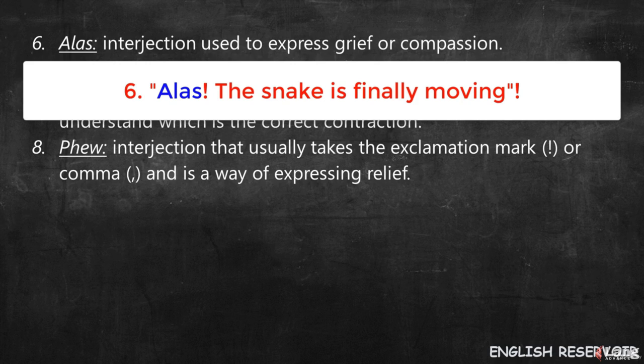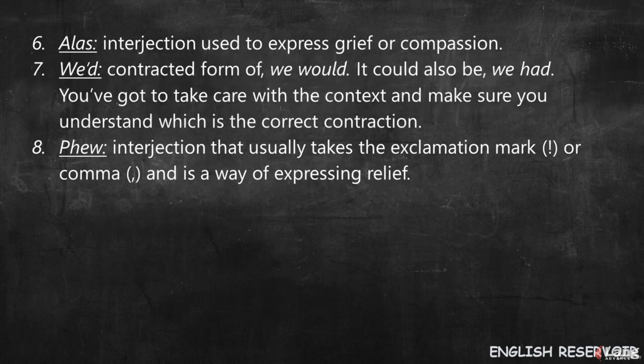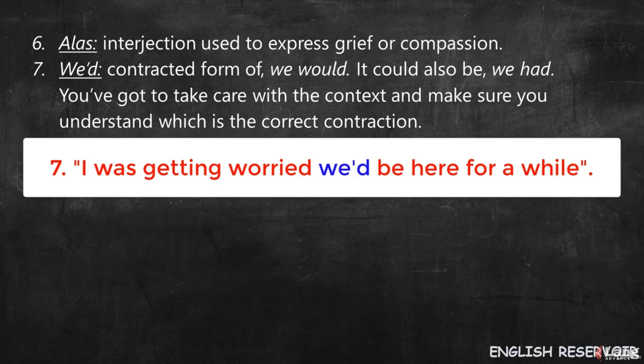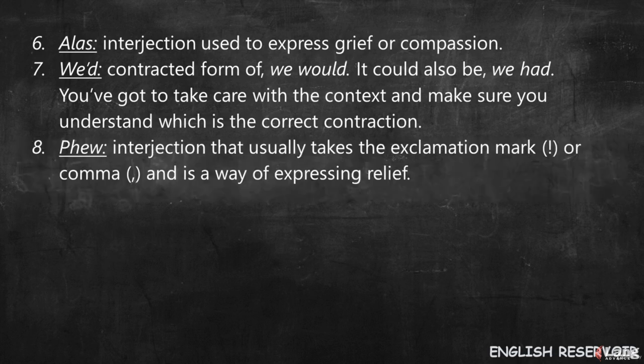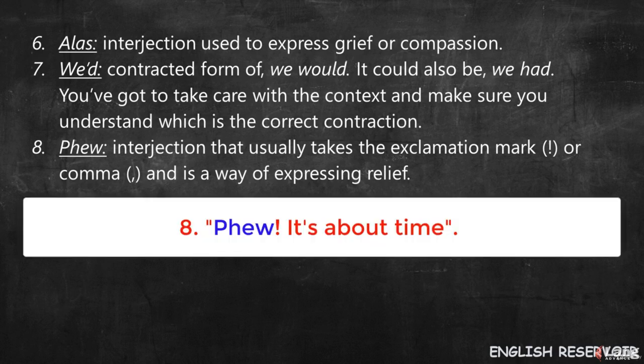6. Alas. Interjection used to express grief or compassion. 7. We'd. Contracted form of we would. It could also be we had. You've got to take care with the context and make sure you understand which the correct contraction is. 8. Phew. Interjection that usually takes the exclamation mark or comma and is a way of expressing relief.